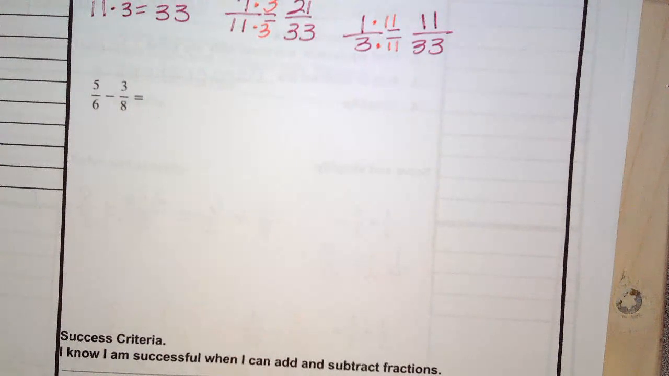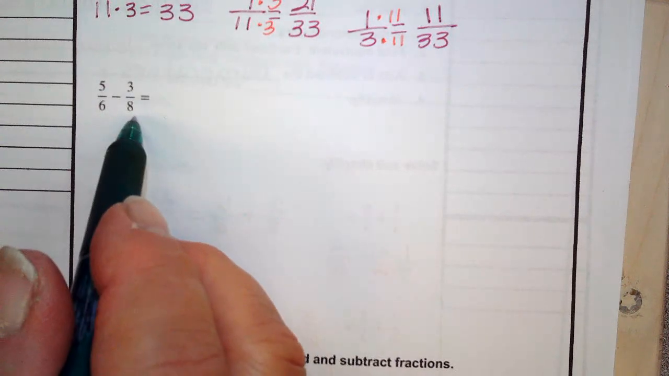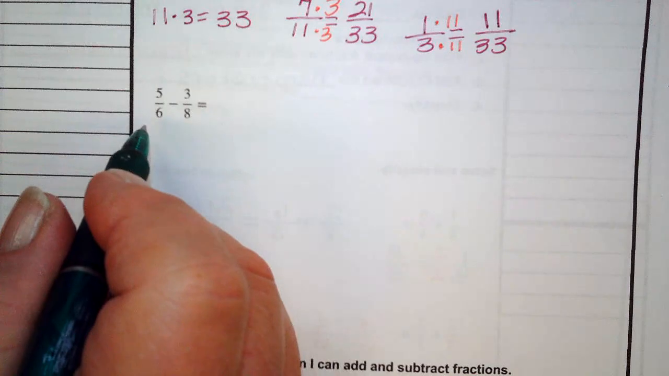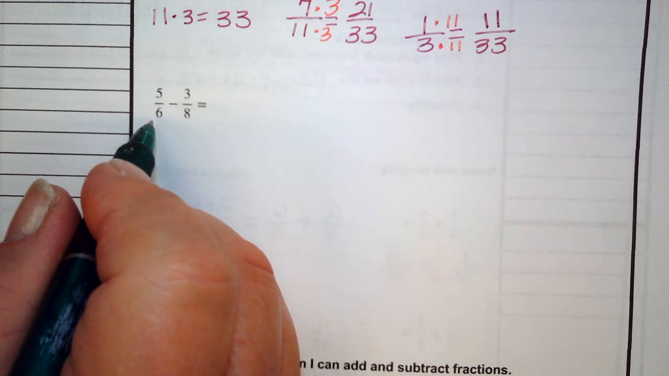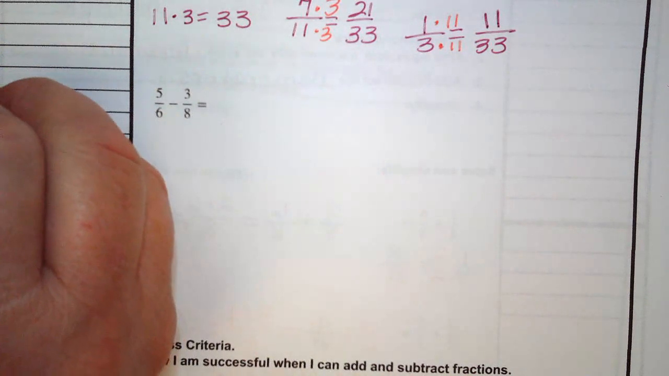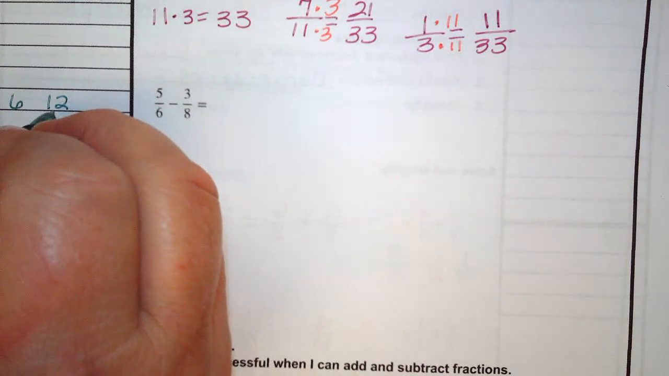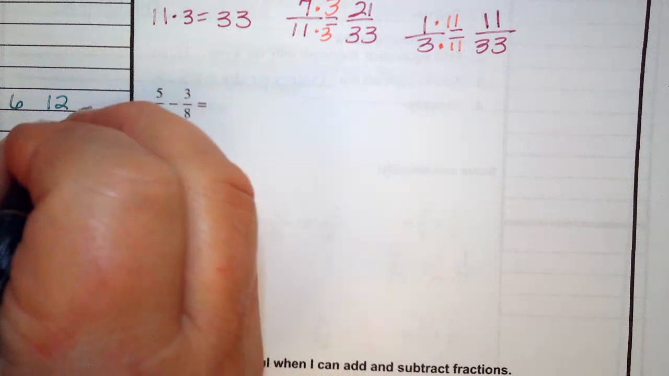you've got to find that common denominator. So first you always check, does the smaller denominator divide evenly into the larger one? 6 does not divide evenly into 8. So I'm going to look at the multiples of 6. So it goes 6, then it goes 12. Will 8 divide into 12? No. 18.